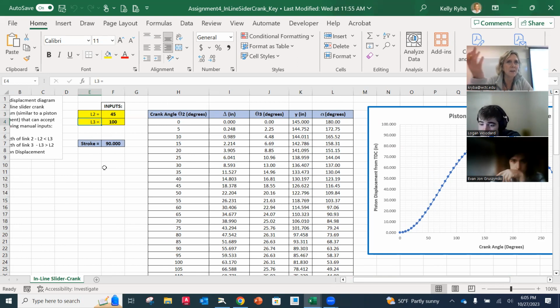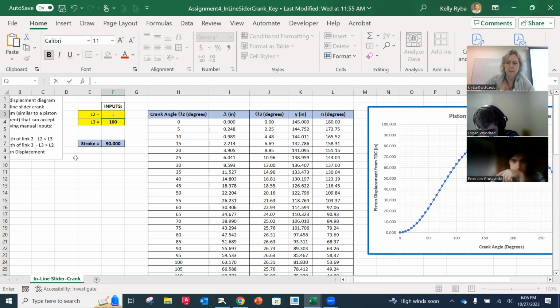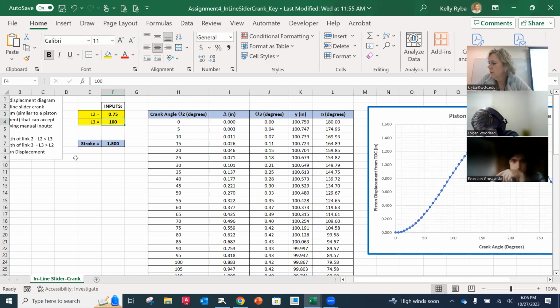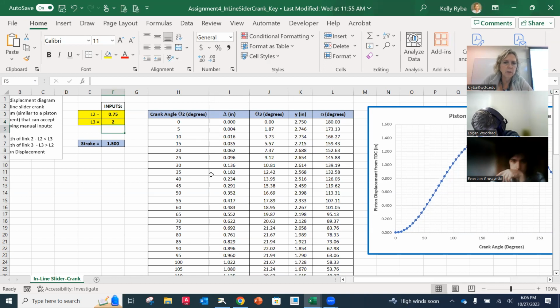So those are the two links that we've been dealing with when we go to the furthest extension point and then the nearest. For this example, the length of our crank is 0.75, and the length of our connecting rod is 2 inches. Now you're going to notice it updates everything in our spreadsheet.